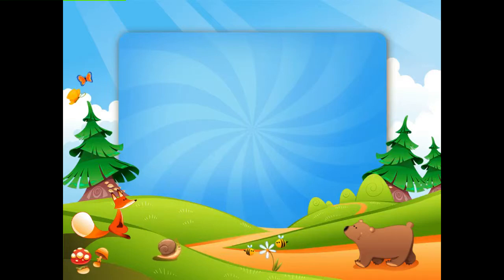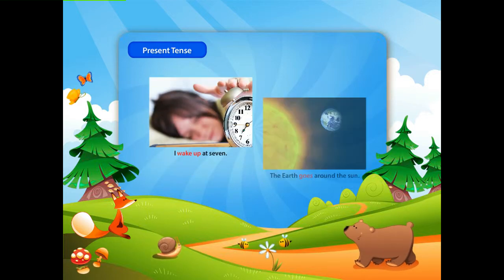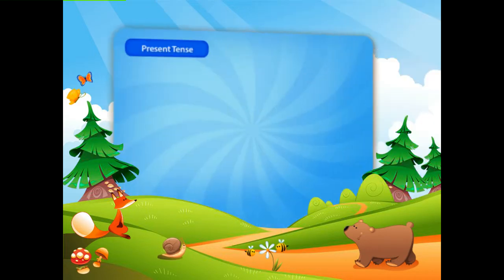Hello everyone! Today we are going to learn about the present tense. When talking about facts or things that happen often, you use the present tense. The present tense changes its form depending on the subject type.